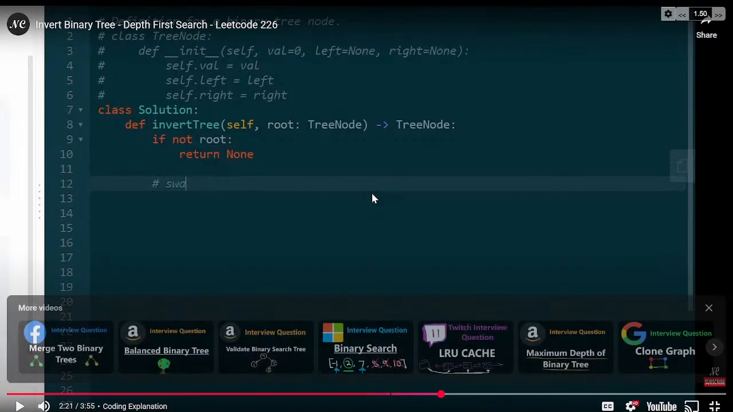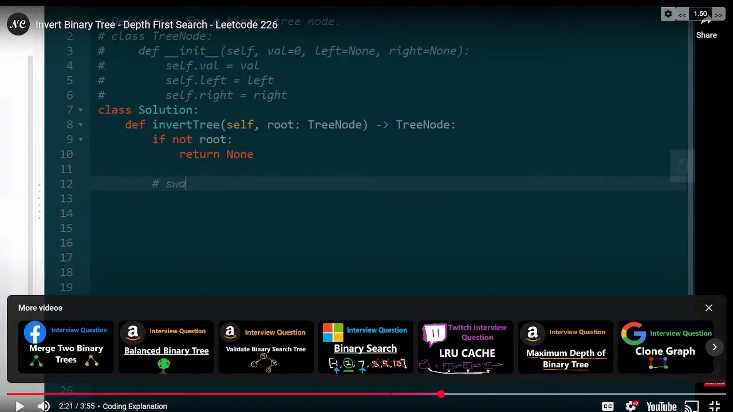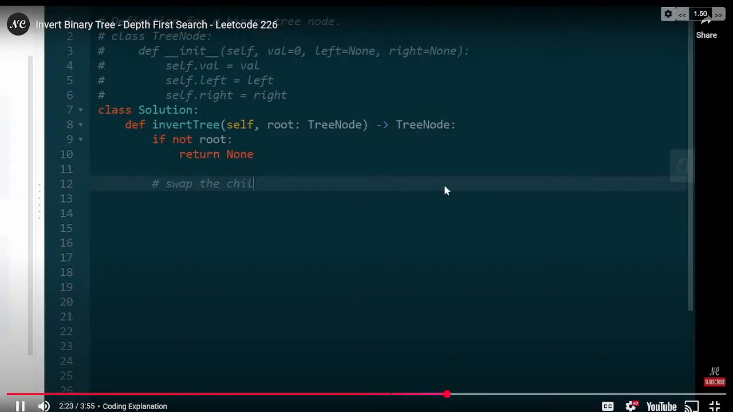Otherwise, what we're going to do is swap the children. So we're going to save the left value.